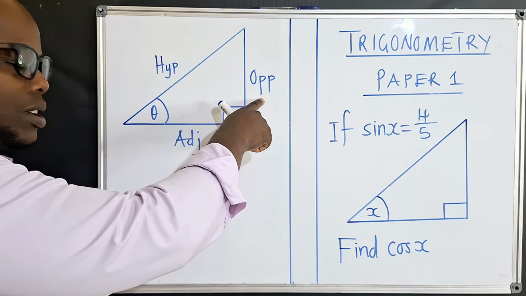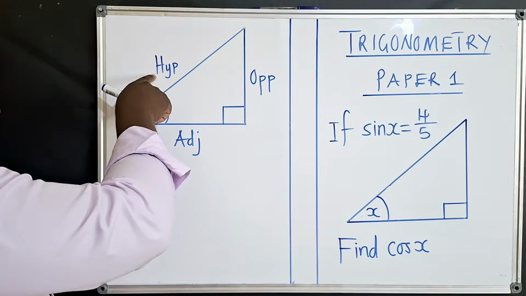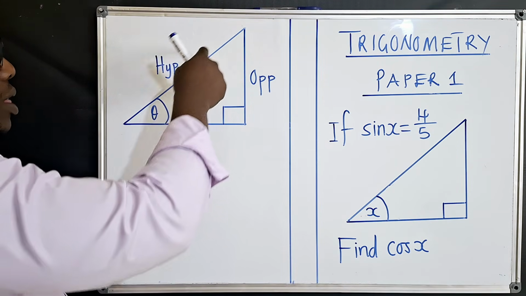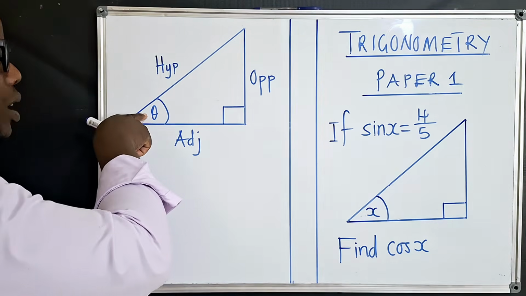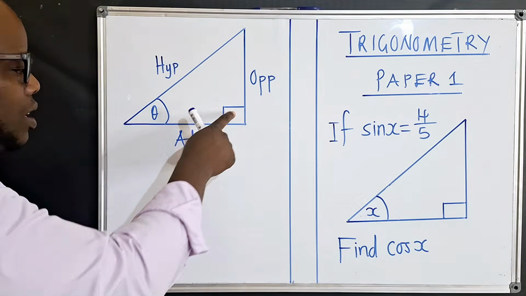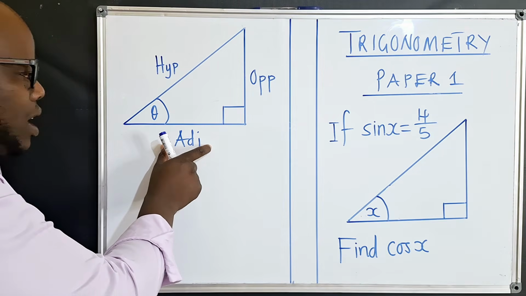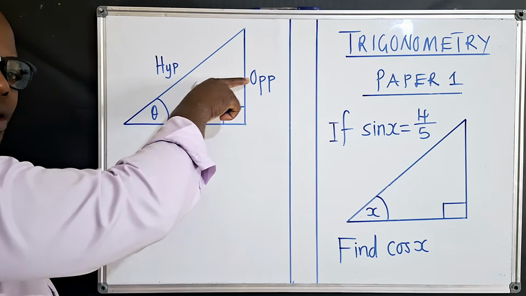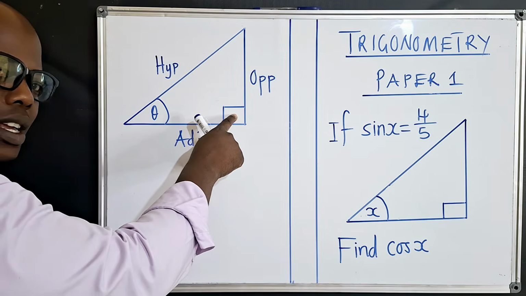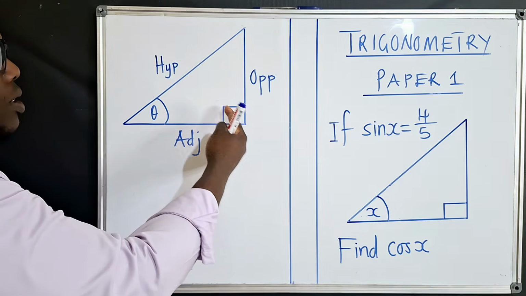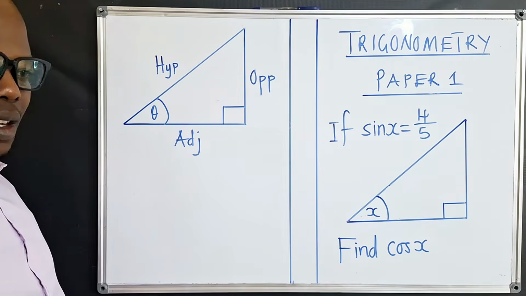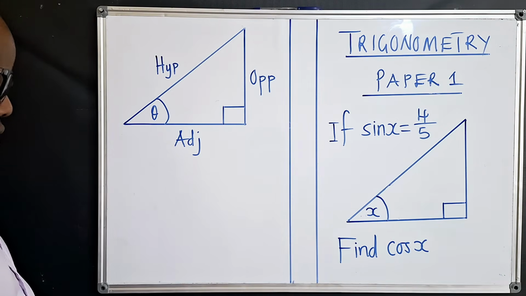This is opposite, this is adjacent, and this is hypotenuse. When you've got a right angled triangle, the side that is closer to the angle that you have, that is theta, and this is 90 degrees, it's called adjacent. When you look at this angle, the side which is opposite is called opposite. Again, when you look at this 90 degrees, the side which is opposite is called hypotenuse, and the hypotenuse is the longest side. So this is what you need to know.